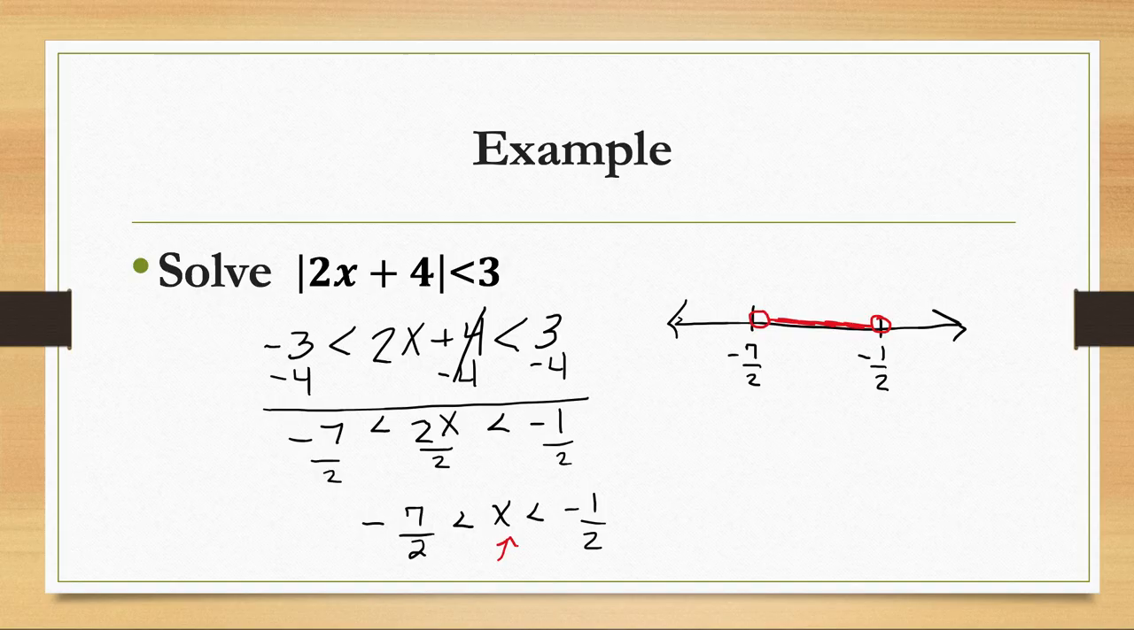And then when we write our interval notation, we note that we start shading at negative 7/2. The shading stops at negative 1/2. And because neither of those numbers is actually included in the solution set, we're going to use parentheses.